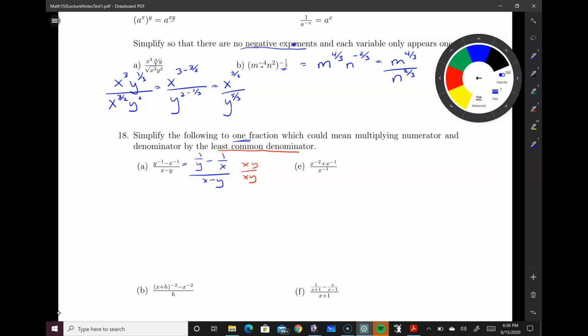You want to cancel as you go, as you're distributing these. So multiplying this times this term gives me x. This times this term gives me subtract y. And then I'm not going to multiply this out. I'm just going to leave this the way it is. And then I notice, oh my goodness, the x minus y's cancel, so I'm left with just that. Many times not multiplying the denominator is the wise way to go.